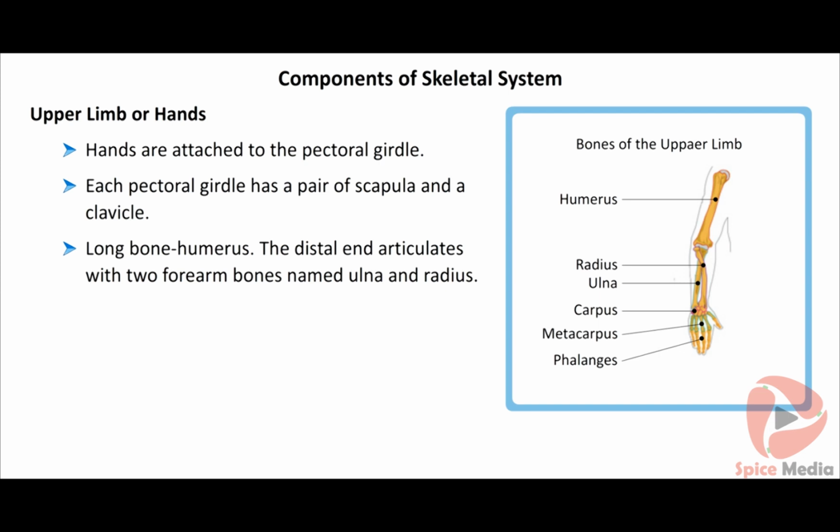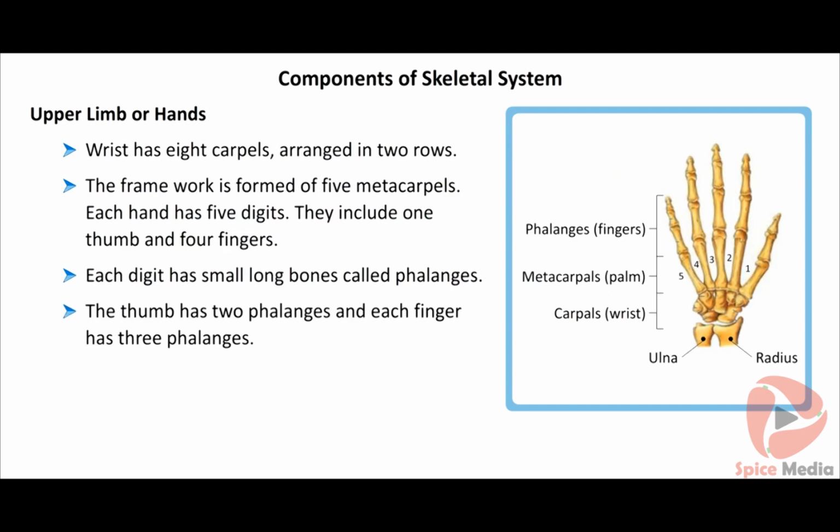Appendicular skeleton consists of pectoral girdle and the upper limb, that is the hands, pelvic girdle and the lower limb, legs. Upper limb or hands. Hands are attached to the pectoral girdle. Each pectoral girdle has a pair of scapula or shoulder bones and a clavicle or collarbone. The long bone of the upper arm is humerus. The distal end of the upper arm articulates with 2 forearm bones named ulna and radius.